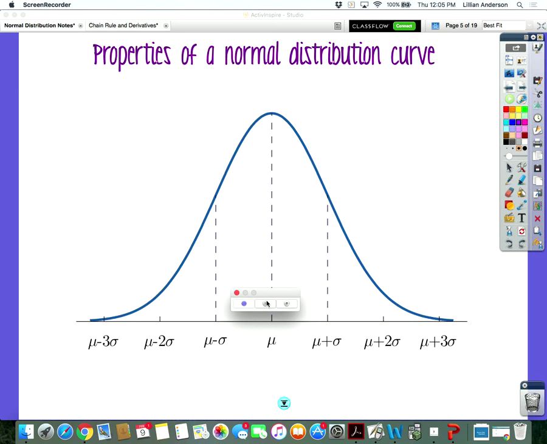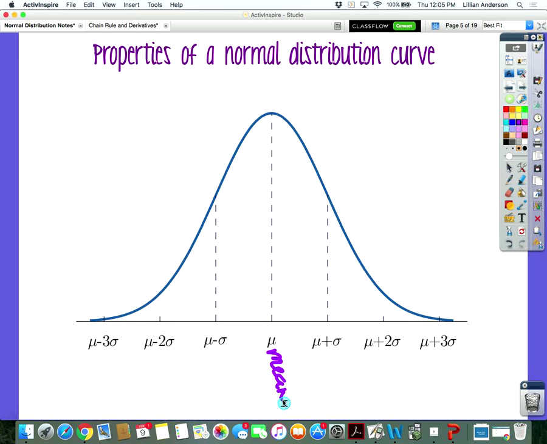Down here at the bottom, these look like U's or M's, but this is actually the Greek letter mu. It kind of looks like an M with an extra tail. That is mu. Mu represents the mean.